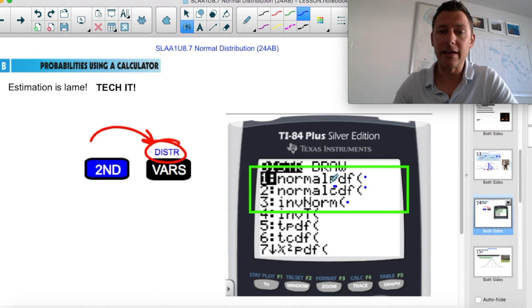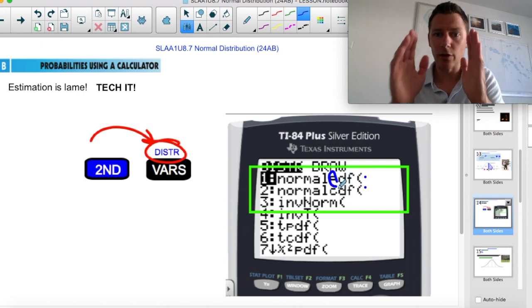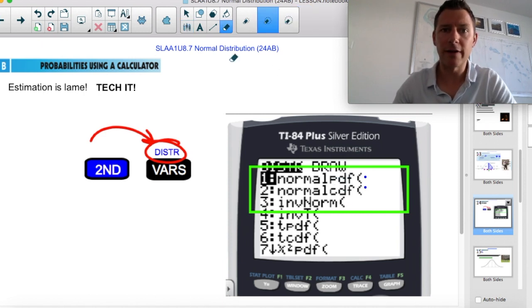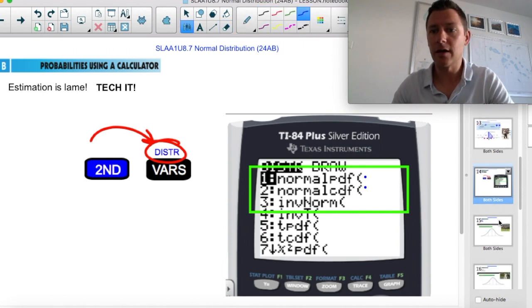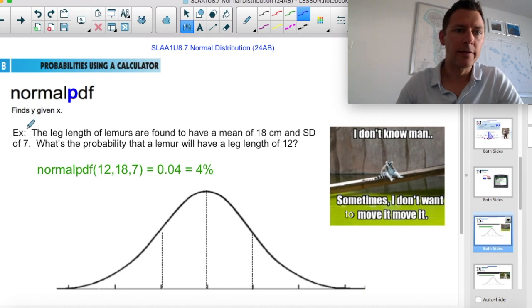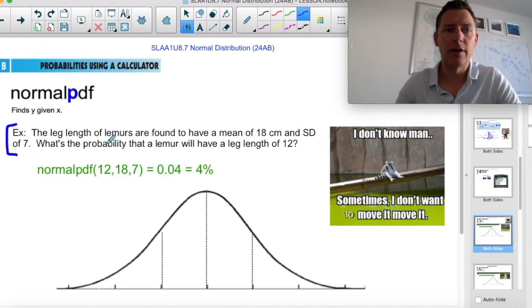So there's 3 tricks I want to show you. One is finding exact, precise. One is finding a range between 2, and one is finding the inverse, which is sort of backwards. And so here's the first one. This is a standard example.